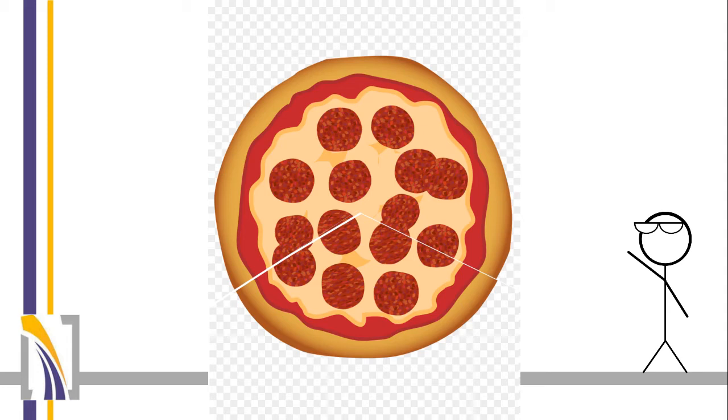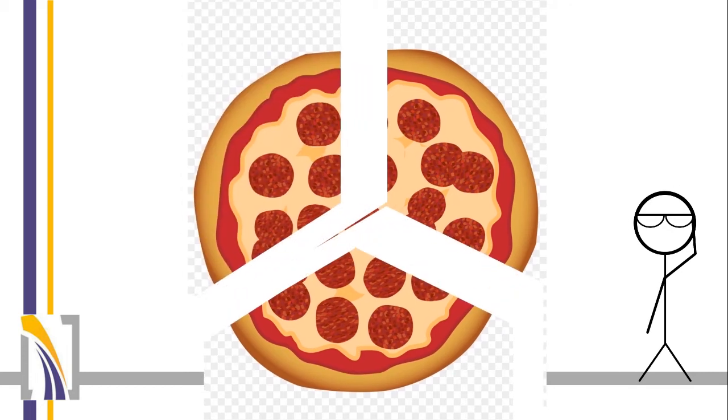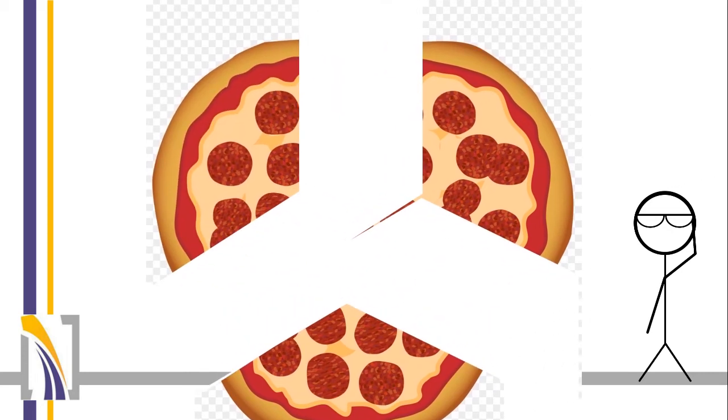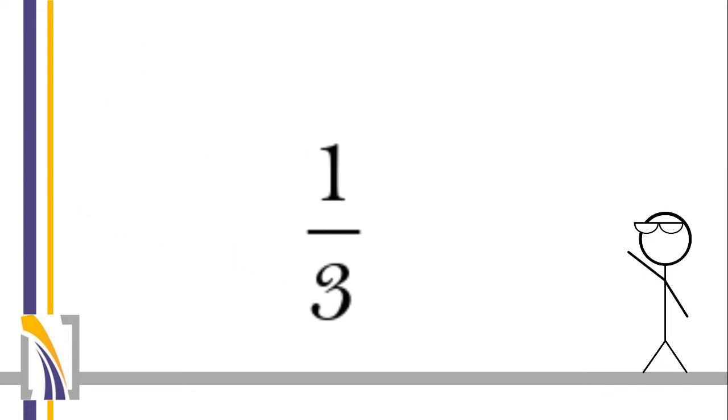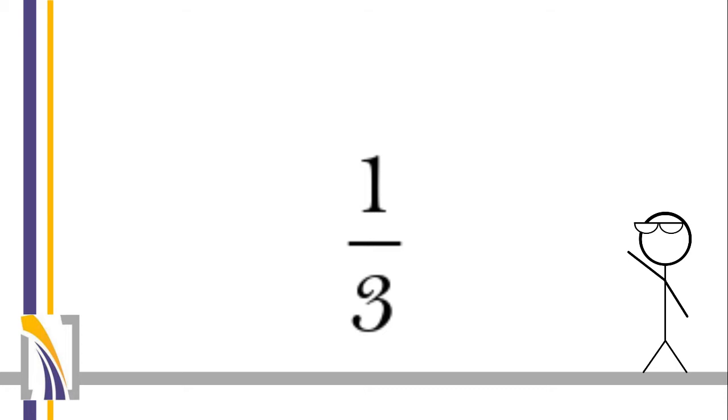So, how do you divide the pizza? You slice it into 3 parts. So that means each one will get a third of the pizza. Now, this number is what we call a fraction.